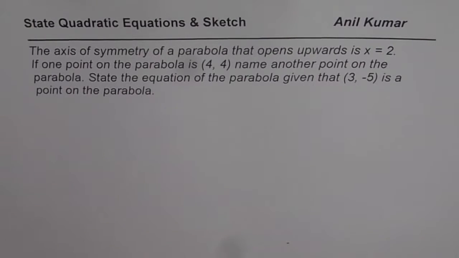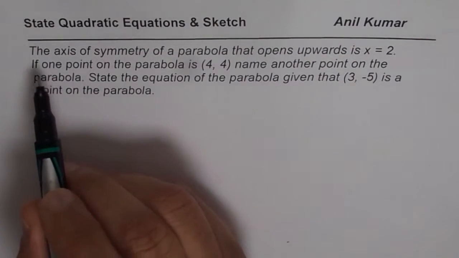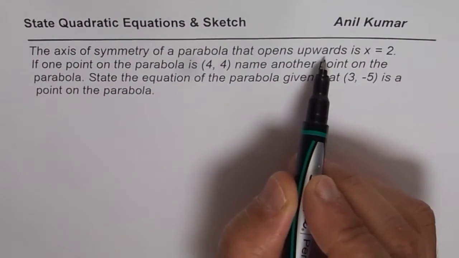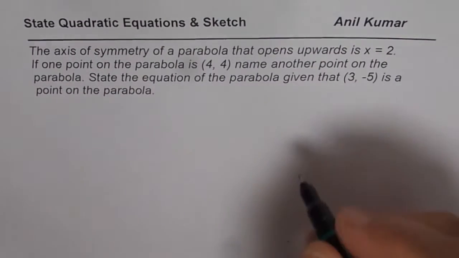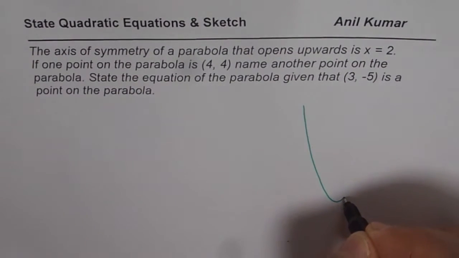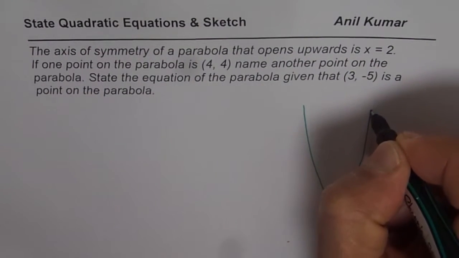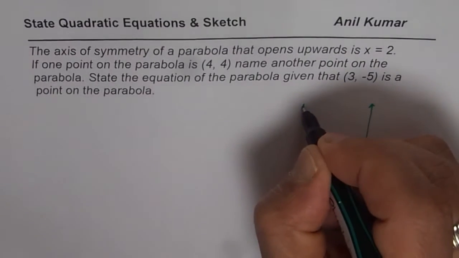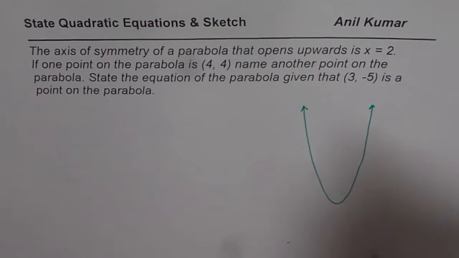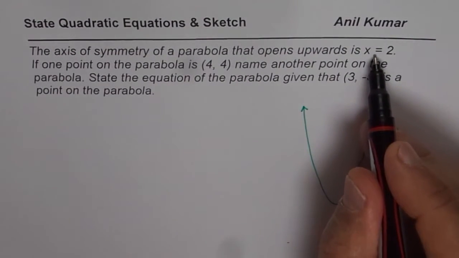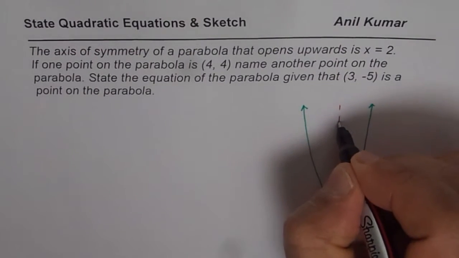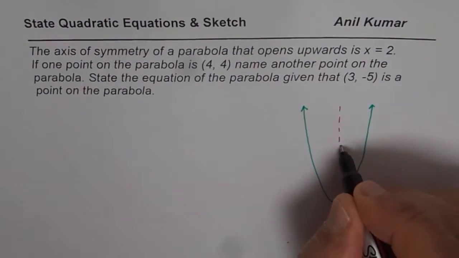So let me first sketch the parabola. It says the axis of symmetry of the parabola that opens upwards is x equals 2. So let me first sketch a parabola that opens upwards, right? So we'll just sketch a parabola here. This is the parabola which is opening upwards. Now the second statement is that it has axis of symmetry x equals 2, right? So that means it should go through this point. So we're just drawing this axis of symmetry.